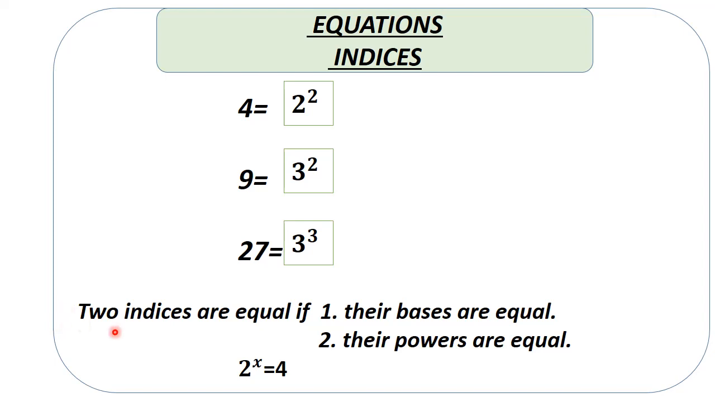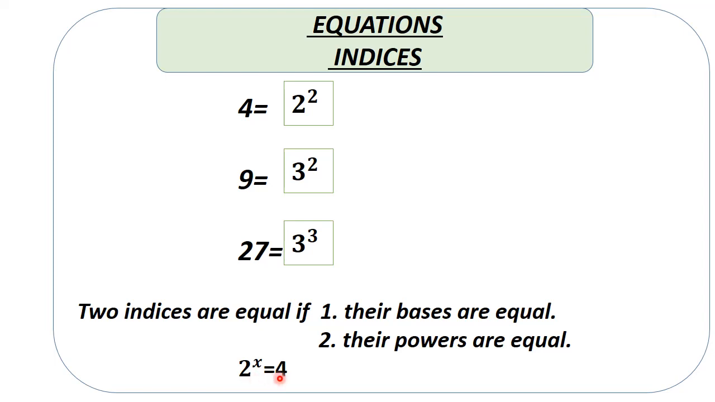For example, if you have such a situation, this is an index because it has a power. And this is also an index, and a number is an index because it has an invisible one. So these two are equal only if the bases are the same. What does it mean to have the same bases? This is the base 2 and 4 is the base. They should be the same numbers. And the powers should be the same. This is x and the power here should be the same for these two indices to be equal.